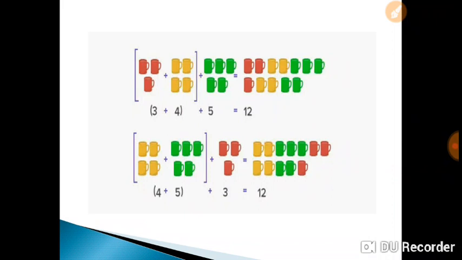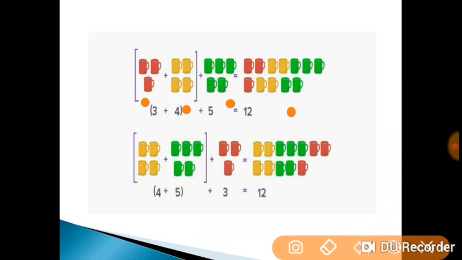And if you have to find out the total number of mugs you have, first you can add 3 and 4. That is 3 red mugs and 4 yellow mugs. The sum will be 7. And when you add 5 green mugs to it, you will get the sum as 12.